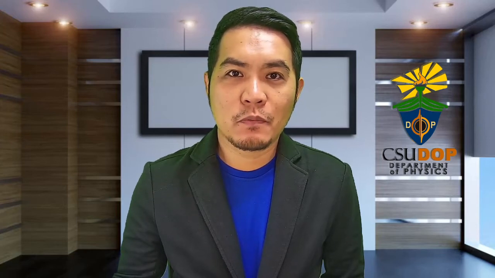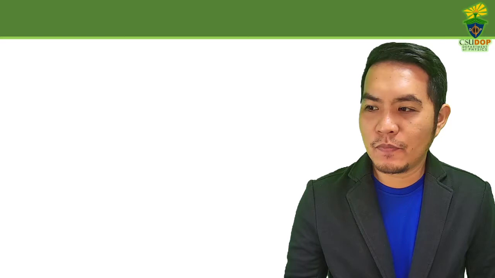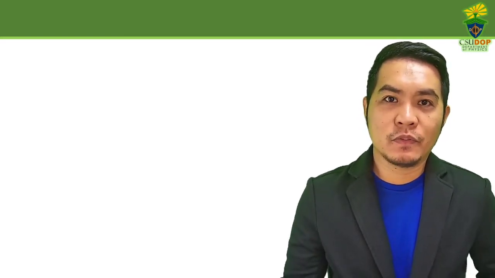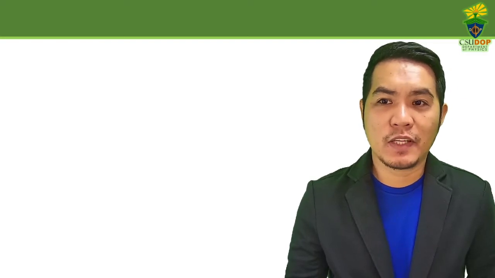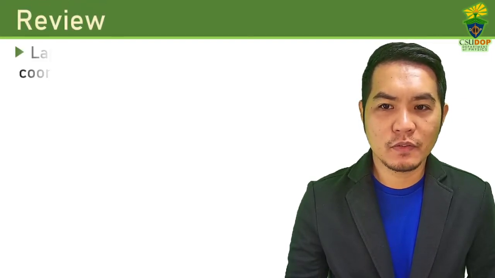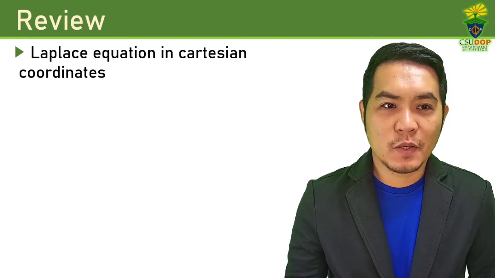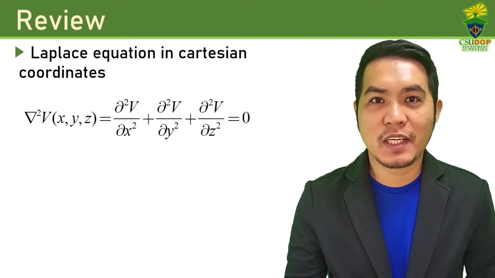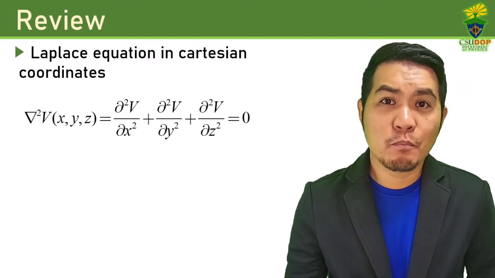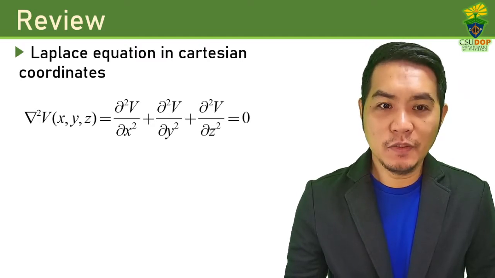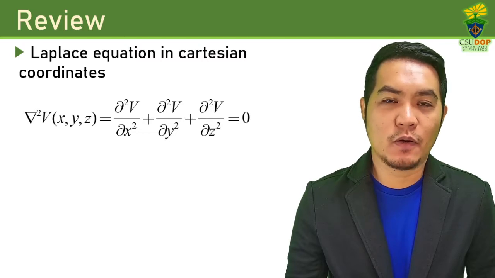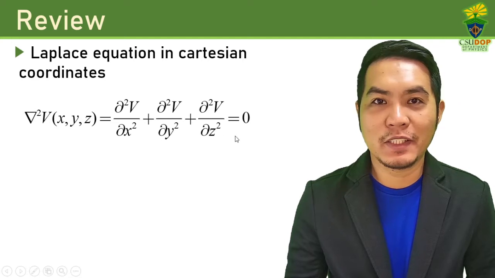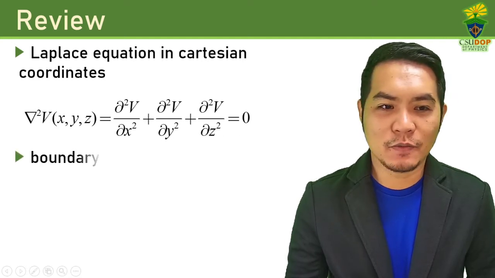Before we proceed with the lesson, let's review some of the concepts that we have discussed so far and the concepts that we need for this lesson. Let's recall the Laplace equation in Cartesian coordinates. It's basically just a second order partial differential equation. The Laplace equation is essentially the Laplacian of V, and it's equal to 0.